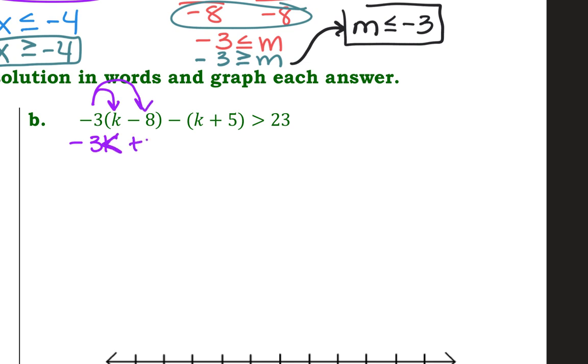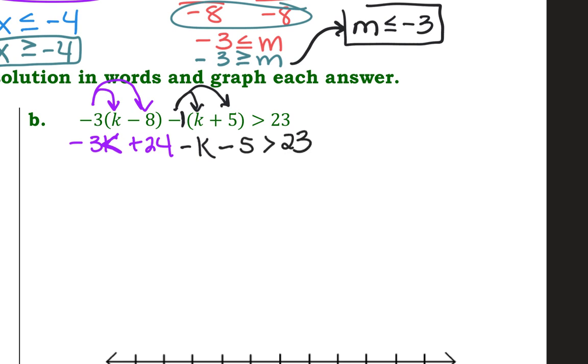24? All right. And this is the one I foresee some of us having a hard time with. Remember, if there's a minus sign in front, that's saying that there's a negative 1 here. So what's negative 1 times k? Negative k. And what's negative 1 times 5? Negative 5. Good. And then that's less than 23.